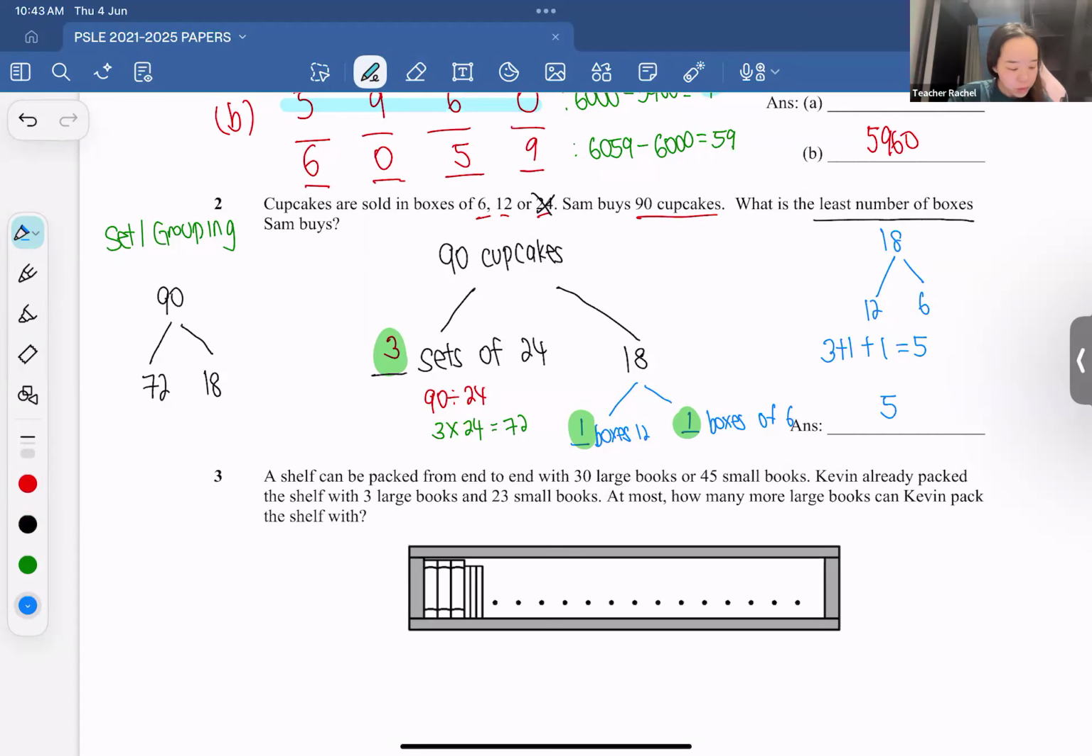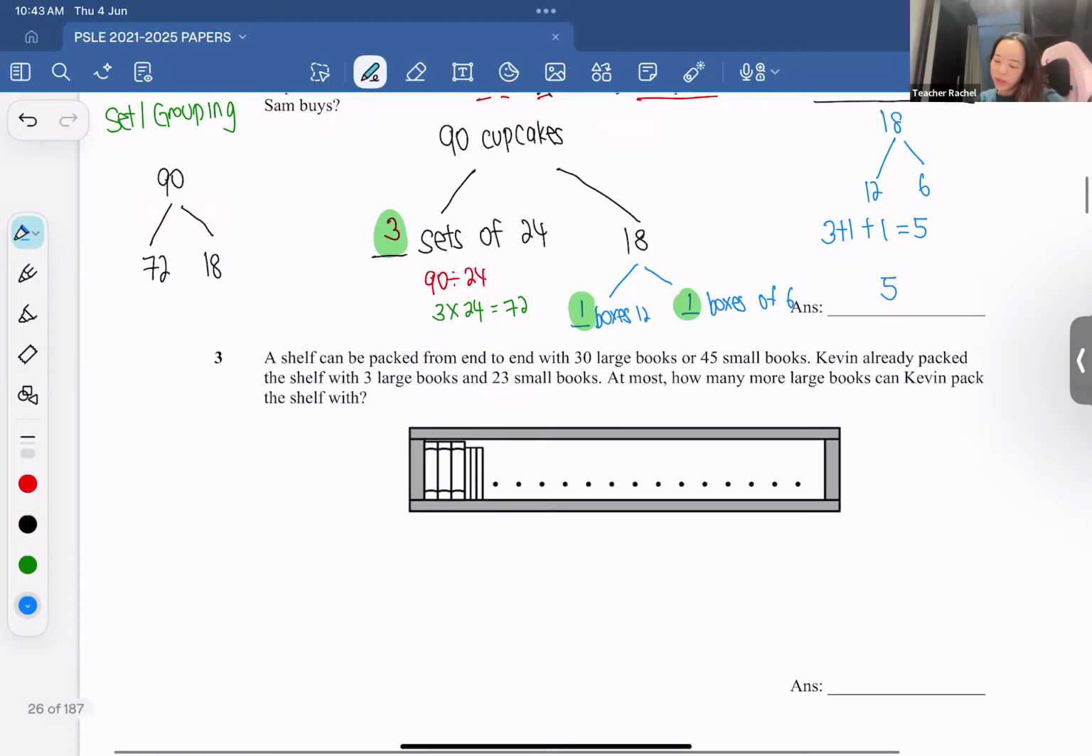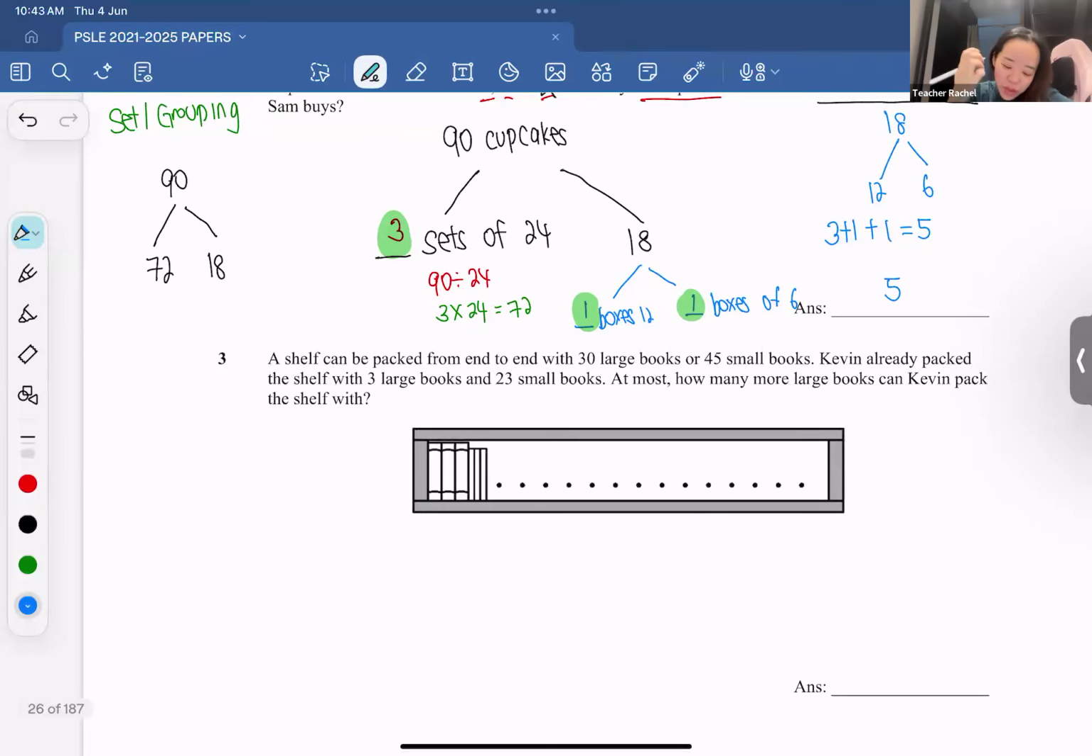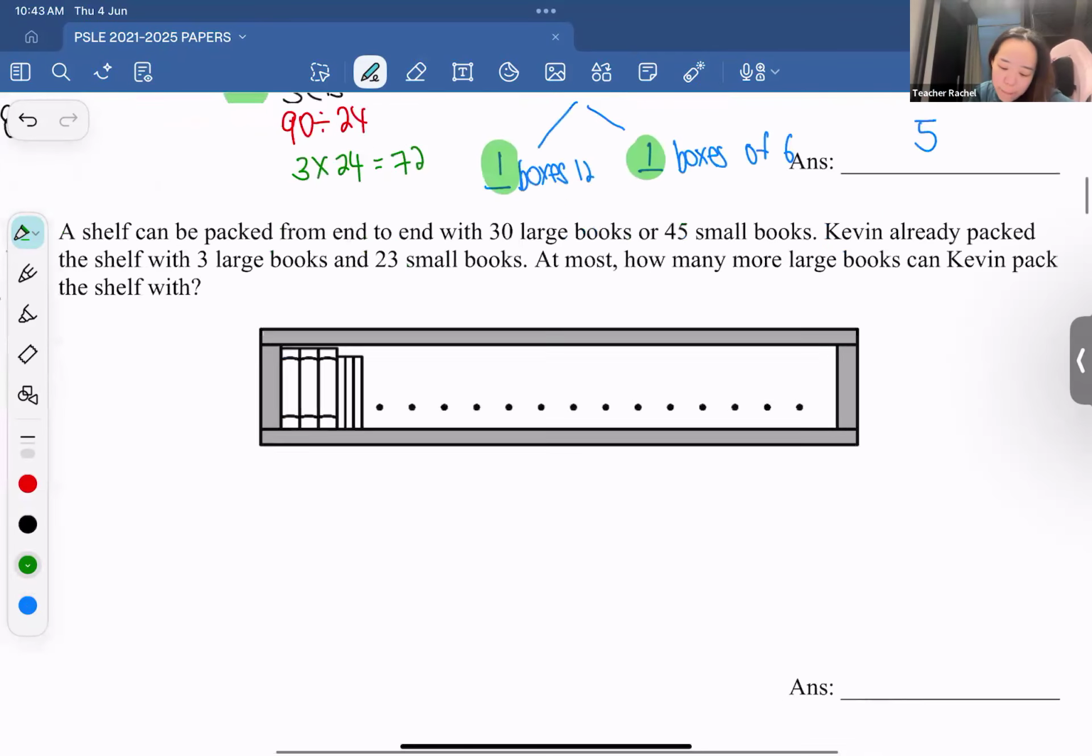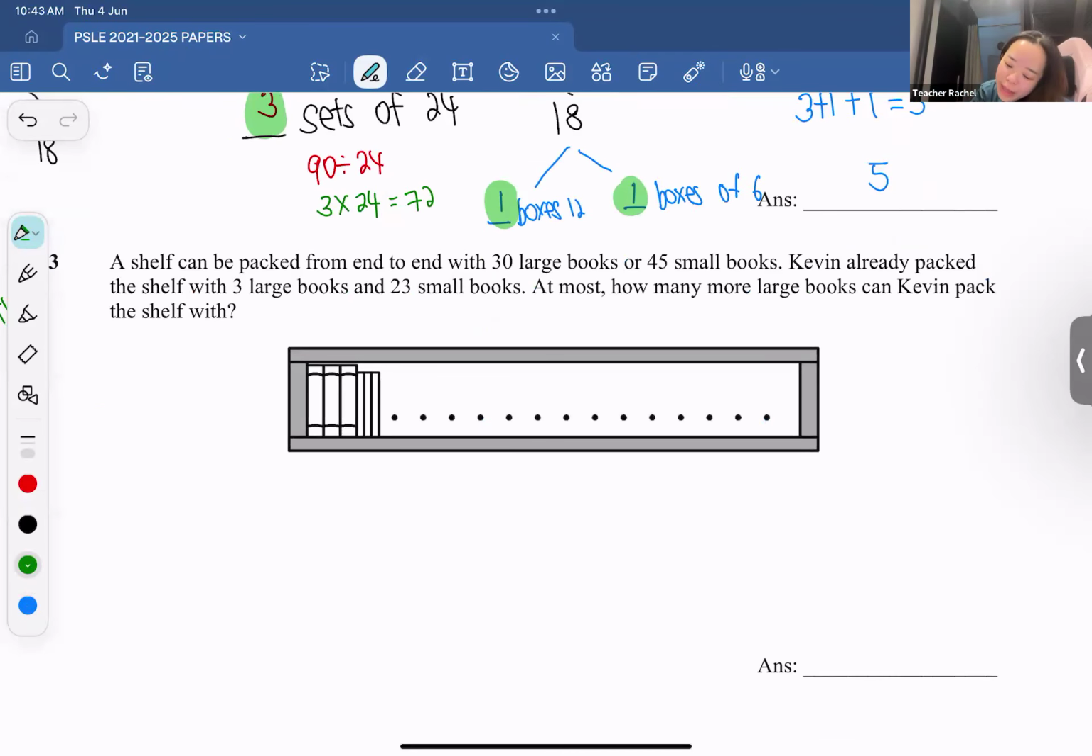Okay, question 3. Question 3 requires some form of substitution. The heuristic involved is substitution. So, a shelf can be packed from end to end, which means there is no space in between. It can be packed from end to end with either 30 large books or 45 small books.